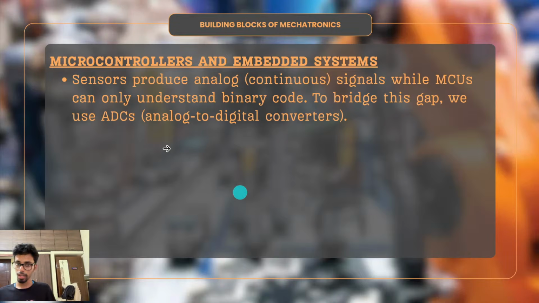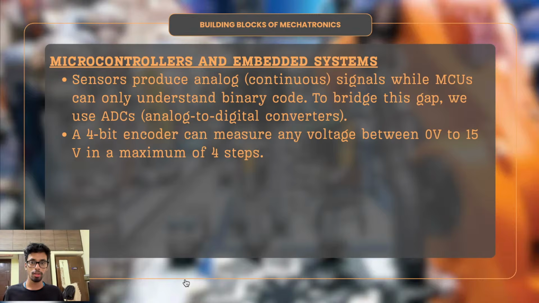So sensors produce analog signals, but MCUs can only understand binary code. They can only understand 1s and 0s. So how do we convert our analog signals into binary code? We convert them using ADCs, analog to digital converters. So here I'm going to do a little bit of binary hand waving. I hope it is followable by all.